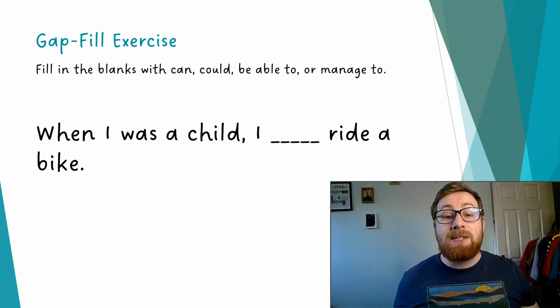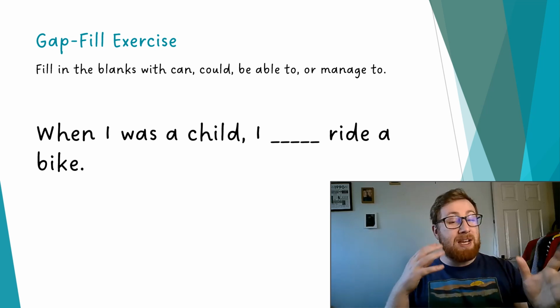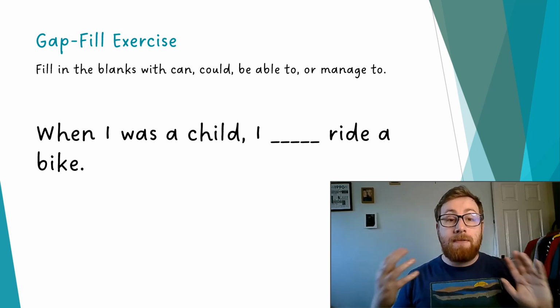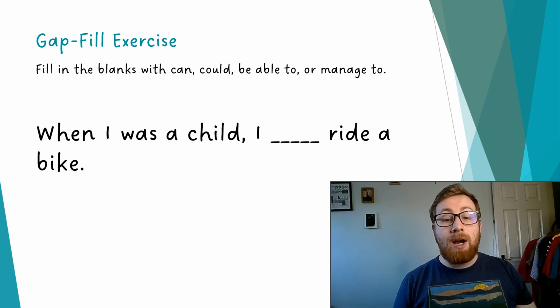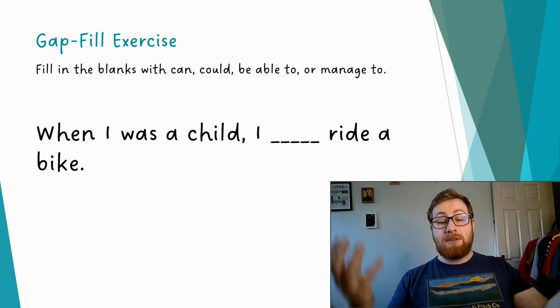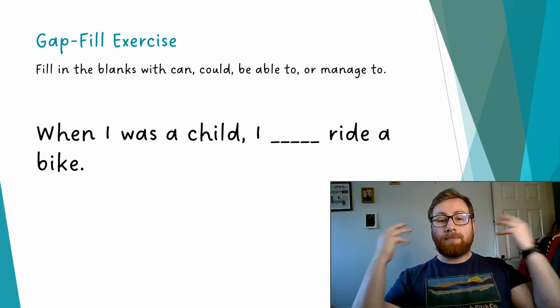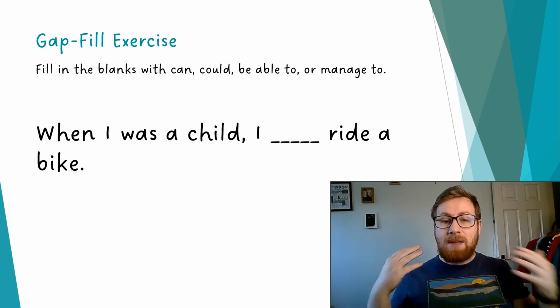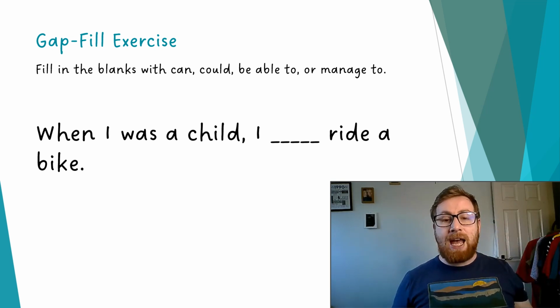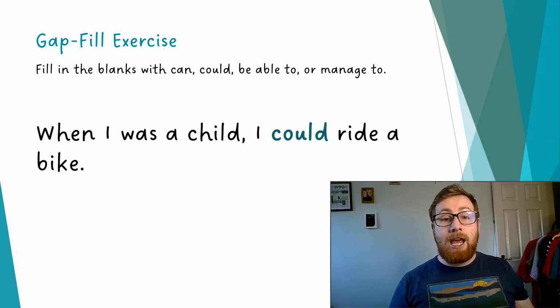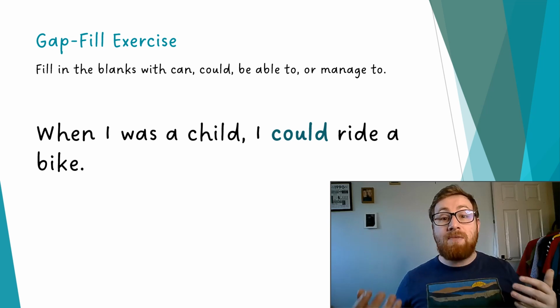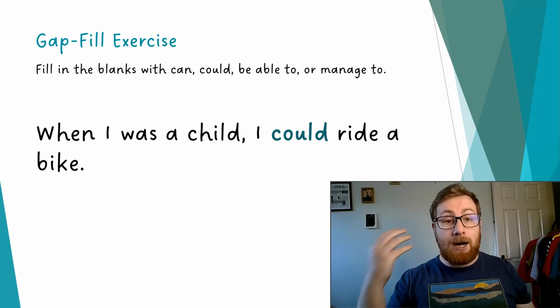Now, here is a gap fill. I would like you to pick the best option to fill the gap. When I was a child, I ride a bike. So it's something in the past. So if it's in the past, what will we use out of can, could, be able to, manage to? It would be could. So could is used to talk about general ability in the past.